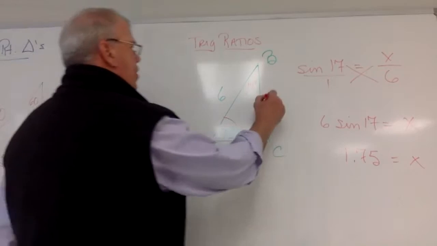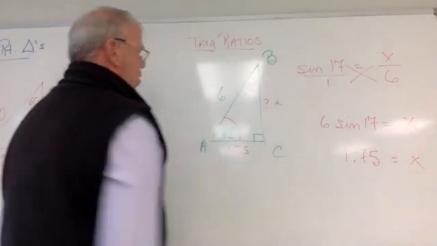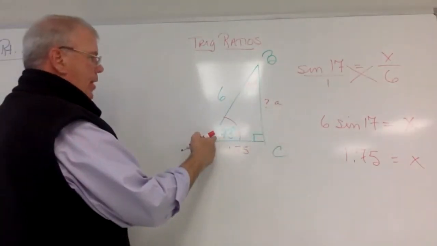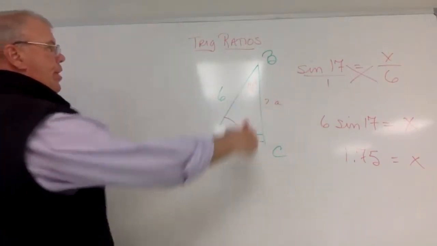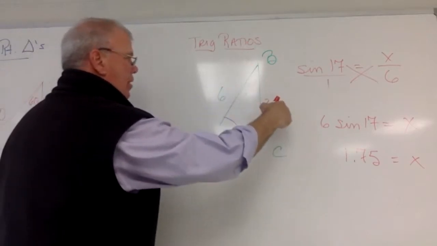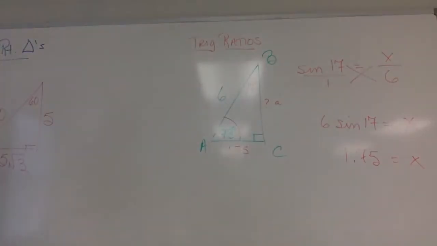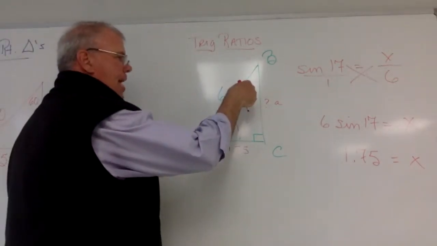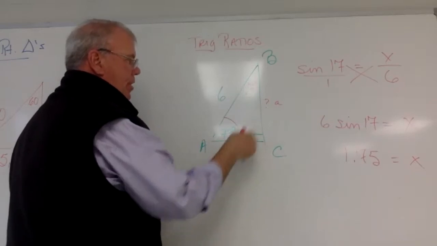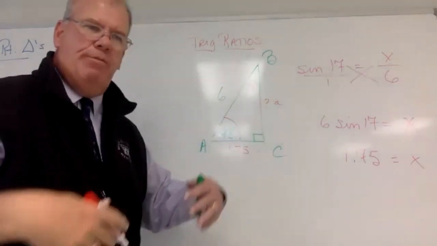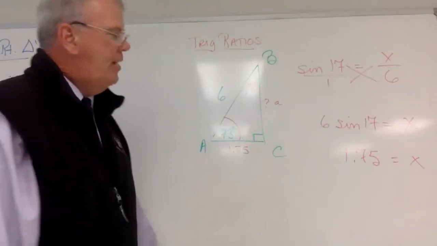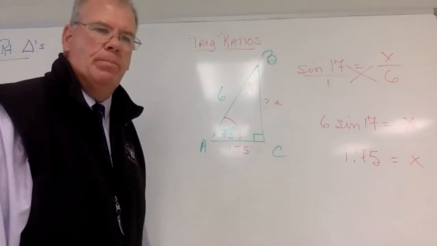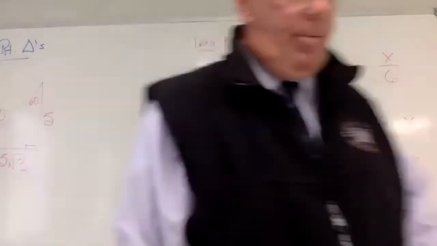How would I find this number right here? Well, I could use the sine of 73, opposite over the hypotenuse. What else can I do? Cosine of 17 over the hypotenuse. What else could I do? Tangent of 17, opposite over the adjacent. So it just gives you more and more things that you're capable of doing in order to find the answer you're looking for. Does that make sense? Everybody following that?